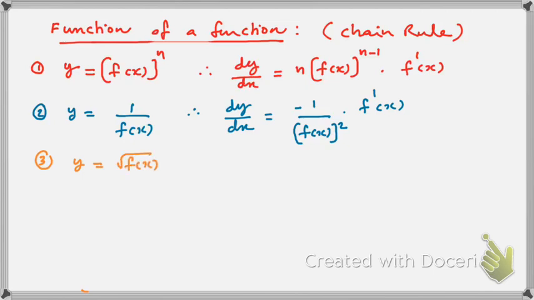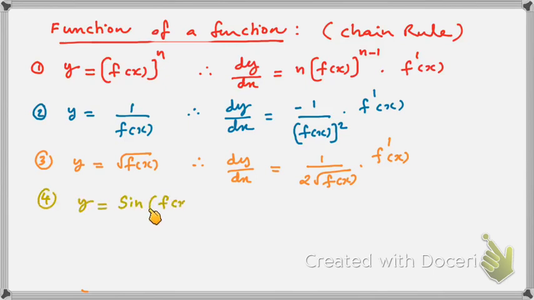Third one, y is equal to root of f of x. This is similar to y is equal to root of x. What's the derivative of y is equal to root x? Derivative is 1 over 2 root x. So y is equal to root of f of x would be 1 over 2 root f of x and times by f dash of x.